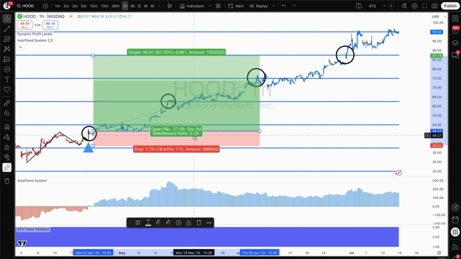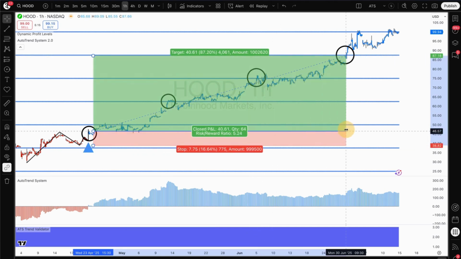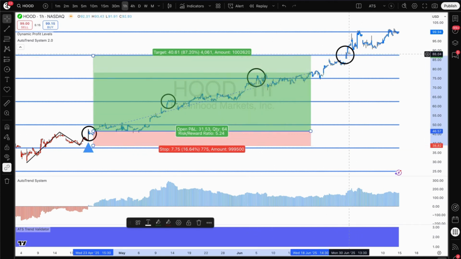So risking, let's say $1,000 to make 5,000, or 10,000 to make 50,000. So that's basically the very straightforward trade, and it's still going. It just hit the fourth profit target. It looks like it's finding a little bit of resistance here. We'll see if it can break through it and continue to the upside. But for me, this trade is done.